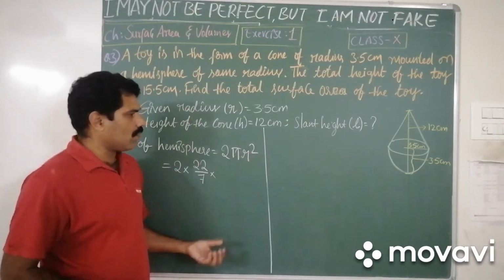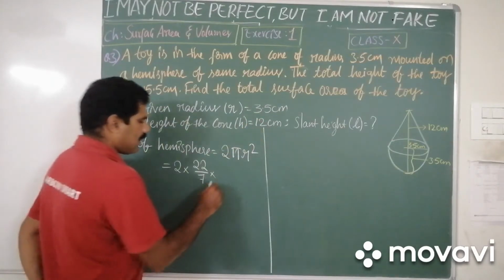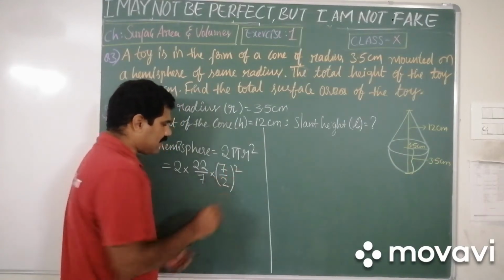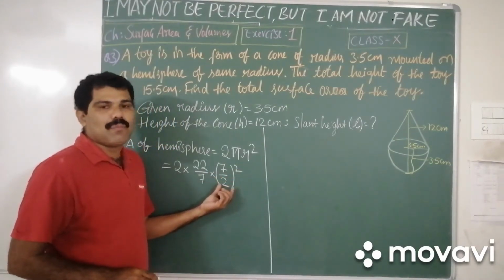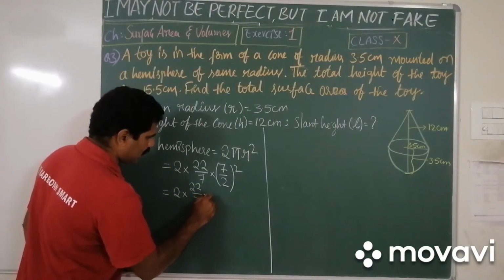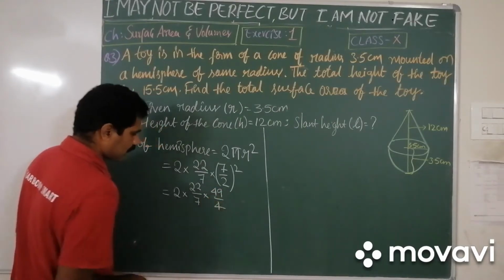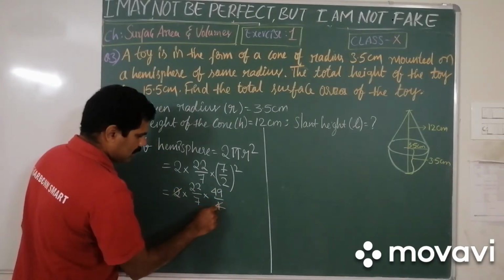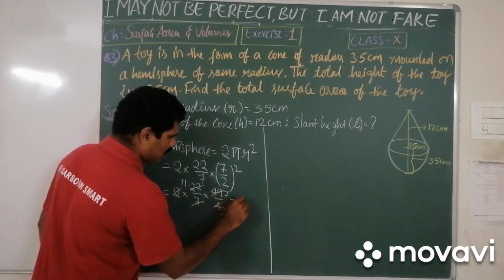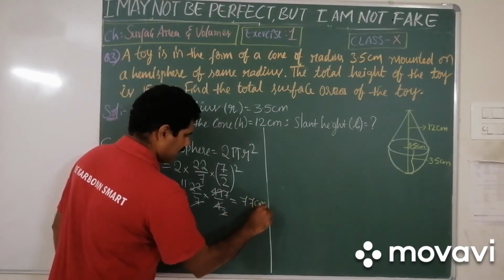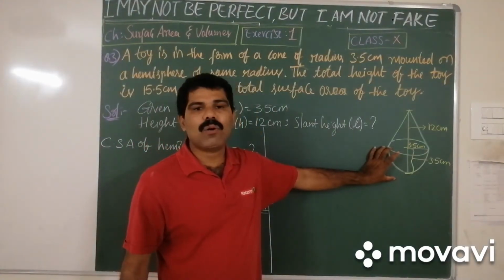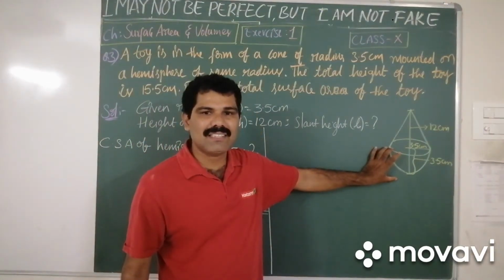2 pi r square. What is r? 3.5. See, I will be writing 3.5 as 7 by 2 whole square. That is, 7 by 2 is nothing but 3.5. Now 2 into 22 by 7 into 49 by 4. 2 ones, 2 twos, 2 ones, 2 elevens, 7 ones, 7 sevens, is equal to 77 centimeter square. Means the curved surface area of the hemisphere is 77 centimeter square.